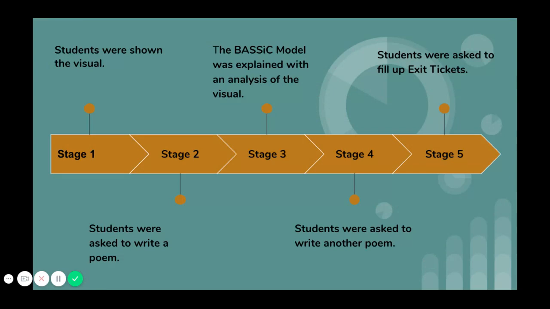And during the third stage, the BASIC model was explained with an analysis of the visual. So I actually explained to them how the visual should be analyzed with the model. And this was followed up with the fourth stage where students were asked to write another poem. And finally, after completing, they were also asked to present their poems orally.